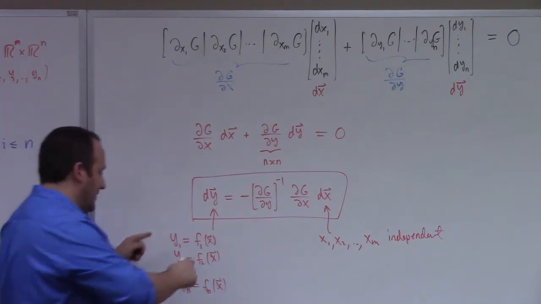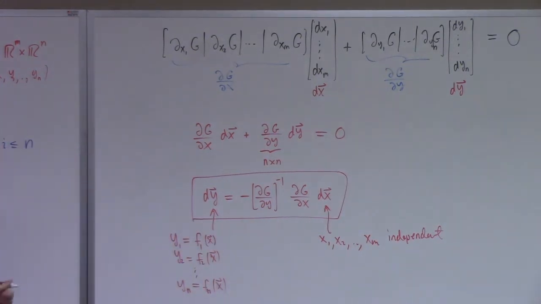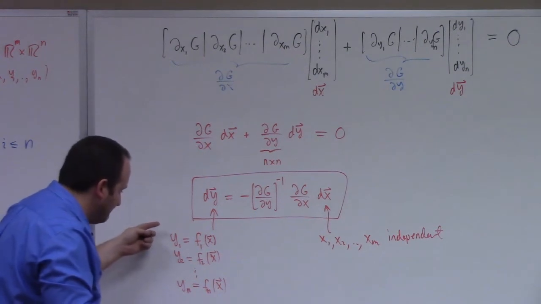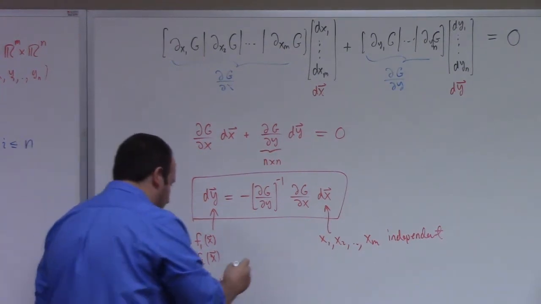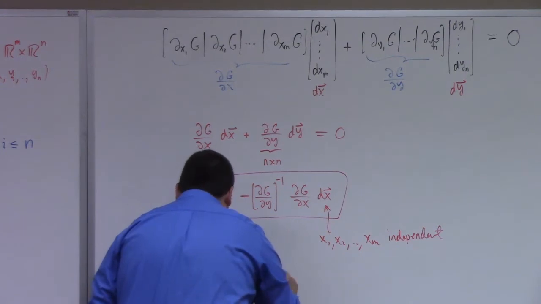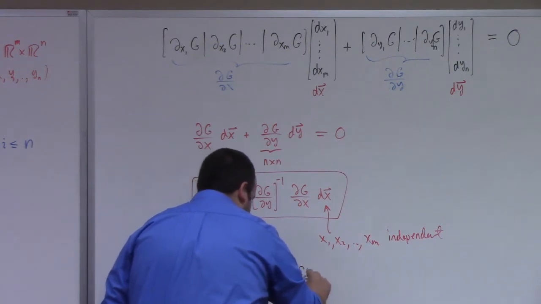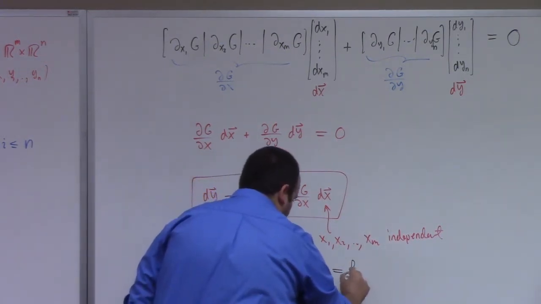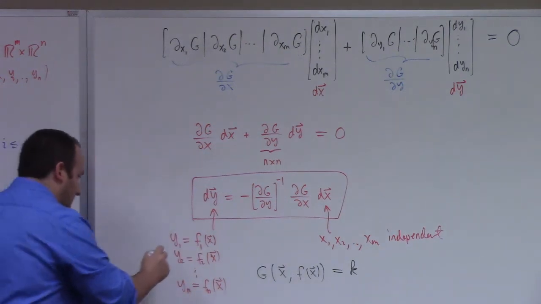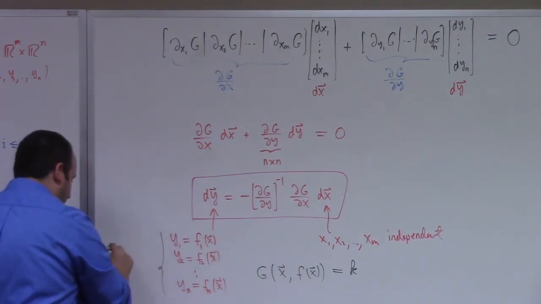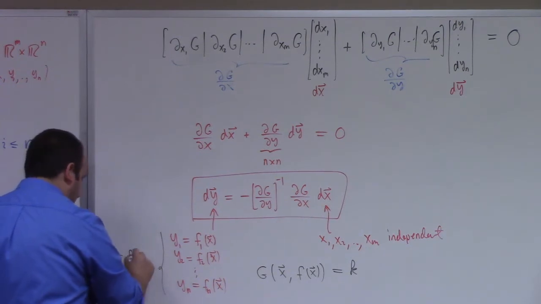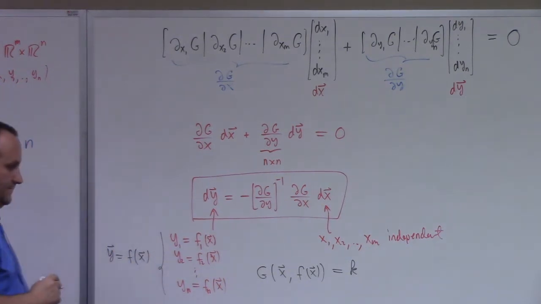So what do I mean when I say that these are local solutions? That means that when you plug these back in, we have that g of x comma f of x is equal to k, where I'm thinking of this collectively as y vector equals f of x. If you want to put a vector on the f, feel free, go nuts. It's all good.